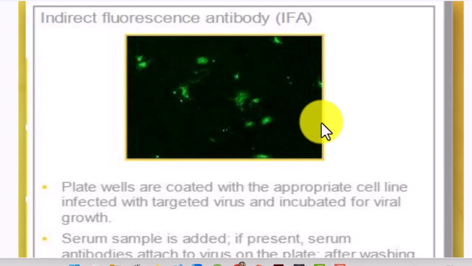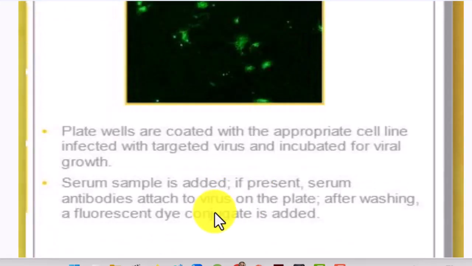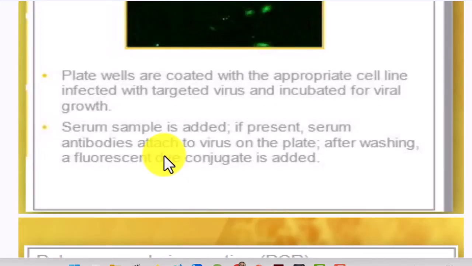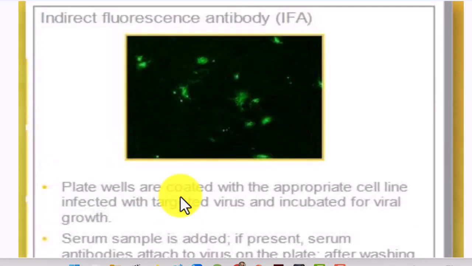Different diagnostic methods for detecting antibody or antigen. Indirect fluorescent antibody: we use a plate coated with the appropriate cell line infected with the target virus and incubated for viral growth. Serum sample is added; if present, serum antibody attaches to the virus on the plate. After washing, a fluorescent dye conjugate is added, and we put it under the fluorescent microscope and check for the presence of fluorescence.